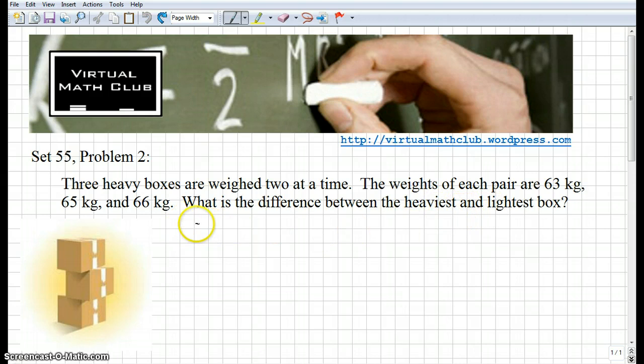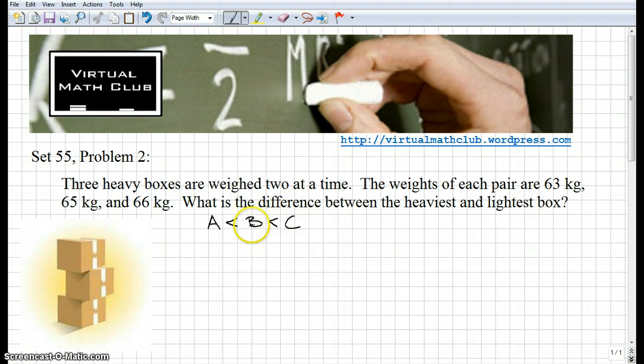Alright, well, let's assign letters to each one of these boxes. I'm just going to call them A, B, and C. And I'm also going to say that A is the lightest one, because if they're all different weights, then one of them's got to be the lightest and one's got to be the heaviest, right? So I'm going to make A the lightest box, B the middle, and C the heaviest box. Okay, I'm just going to assign those letters.